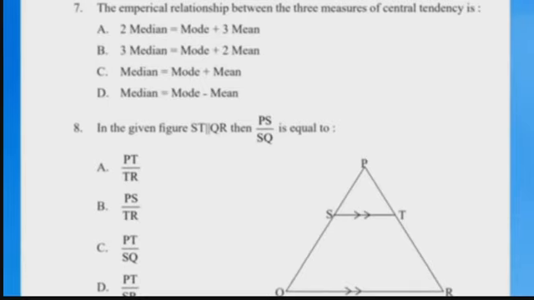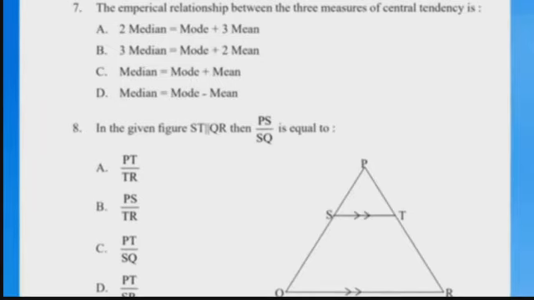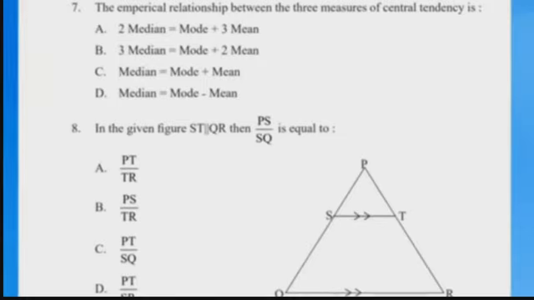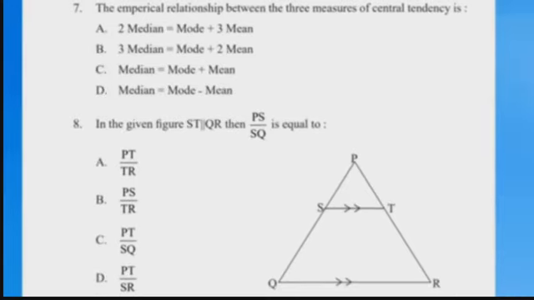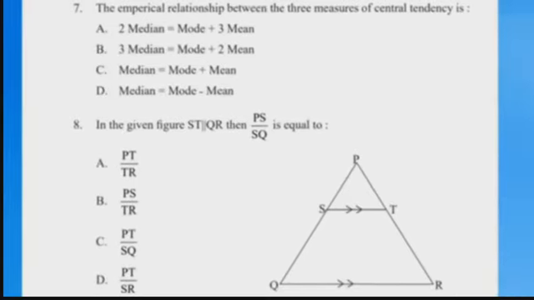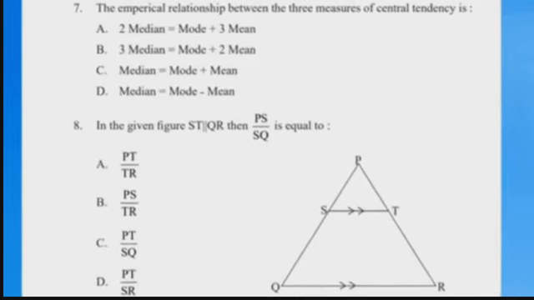So children, ST is parallel to QR means that the ST line has divided the PQ and PR lines in the same ratio. That is Thales theorem, right? So now, by applying the Thales theorem, we can directly say that PS divided by SQ is equal to PT divided by TR. So PS by SQ should be equal to PT by TR, children, by applying the Thales theorem.